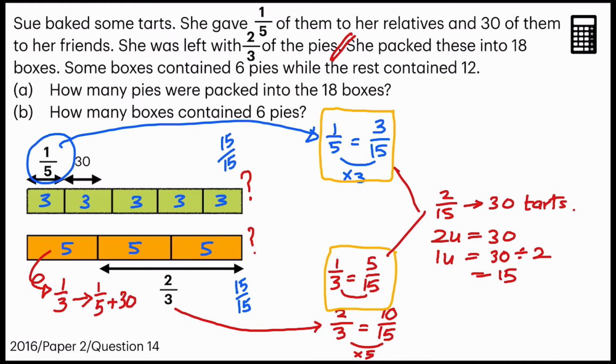So let's take a look at the question. She packed these into 18 boxes. So she wants to know how many pies were packed into 18 boxes, which is 2/3 here. And just now we have already found out 2/3, which is here, is equals to 10 out of 15. So we know that 1 unit is 15. We are finding 10 units. So let's take a look. 10 units would be equals to 15 times 10, giving us 150. And that's my answer for A.